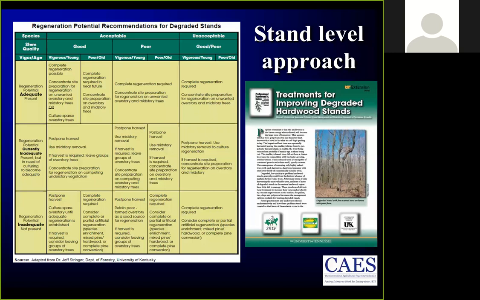If you have a large stand which has been degraded because someone came in and high-graded it, or you had a fire or an insect outbreak, like here in Connecticut, where one of the state forest lands has a couple hundred acres where 90% of the trees have been killed by gypsy moth, they're just going to use a stand level approach for that entire stand.